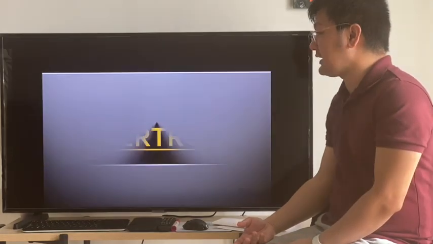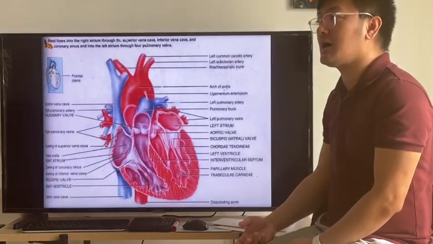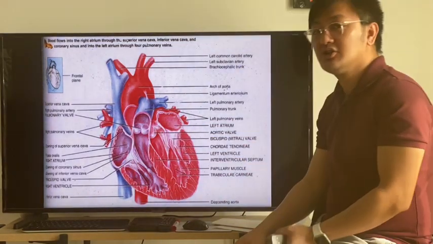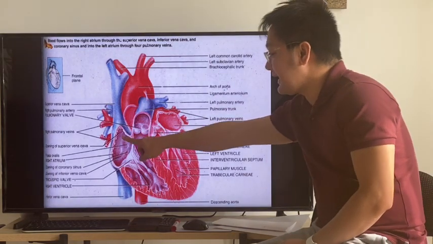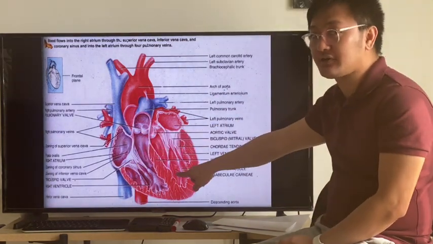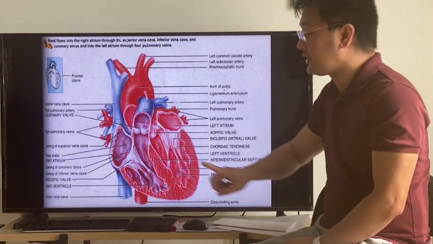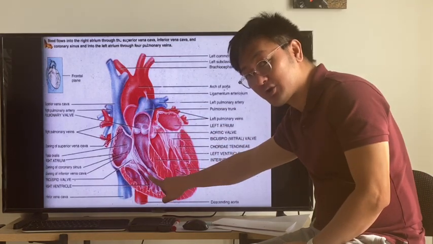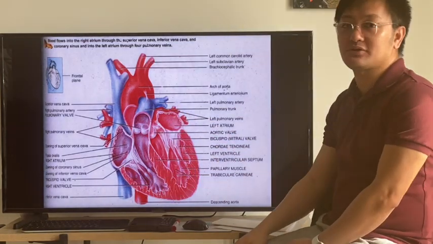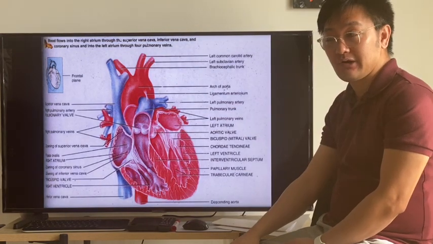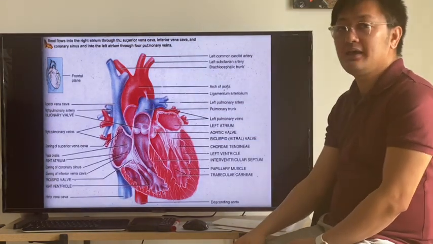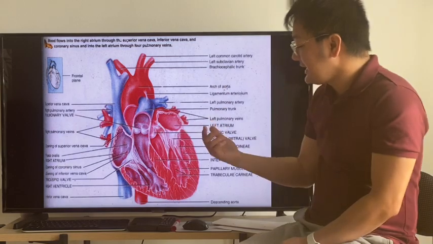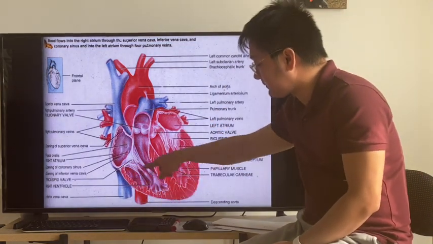So hypertrophy means enlargement, and the enlargement can be in the atrial chamber or ventricular chamber. So there's such thing as what we call atrial hypertrophy and ventricular hypertrophy. Specifically, right atrial hypertrophy, left atrial hypertrophy, right ventricular hypertrophy, left ventricular hypertrophy. But among the chambers, it's your ventricle more subject to enlargement because of the workload.